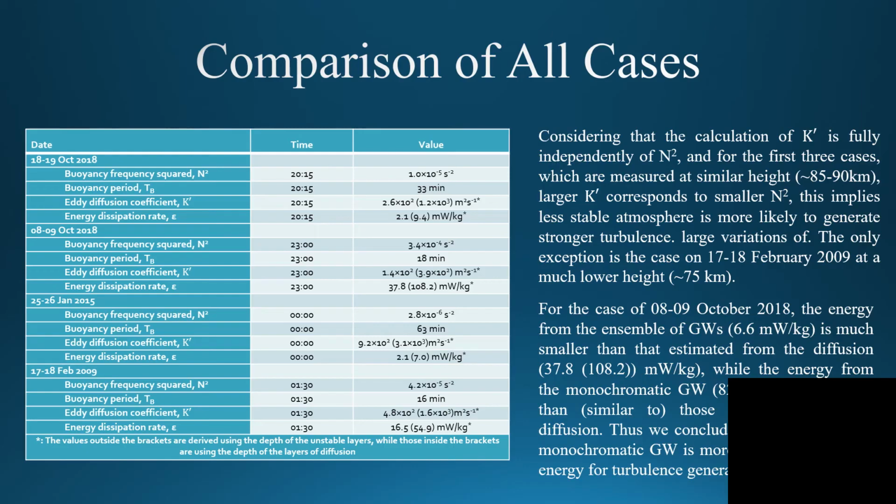We also investigate the gravity waves as a source of turbulence for the other case in 2018. For this case, the energy from the ensemble of gravity waves is much smaller than that from the monochromatic waves. So we conclude that for both cases, the monochromatic wave is more likely the source of energy for turbulence generation.